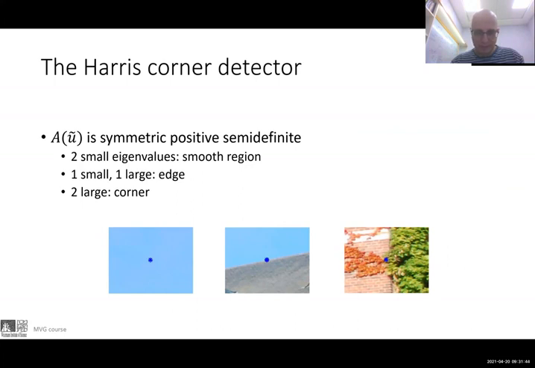I mean, why do smooth regions have two small eigenvalues? Right. Okay. So let's look at a smooth region. So let's look at a uniform region. What are the derivatives? They should be zero, right? In the x direction, in the y direction.